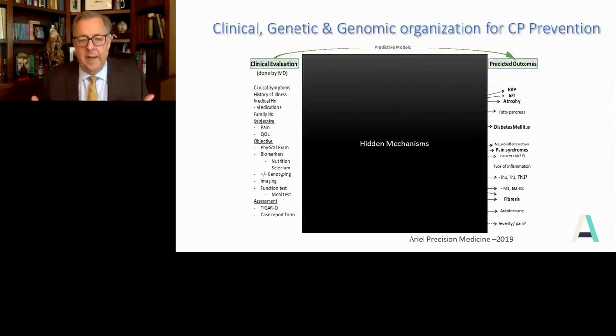Now, what we recognize is that on the far left, the clinician evaluates the patients, and now they're trying to guess what's going to happen in the outcome. There's a variety of things: recurrent acute pancreatitis, exocrine pancreatic insufficiency, where no digestion occurs, atrophy of the pancreas, and other things. So at Ariel, we began to look at what are the hidden mechanisms.